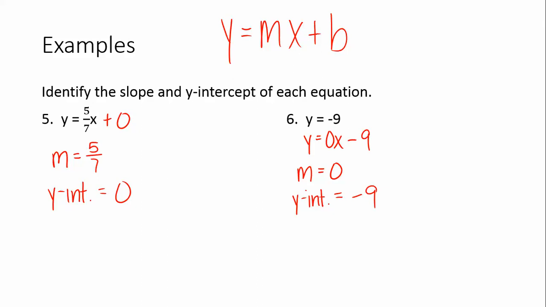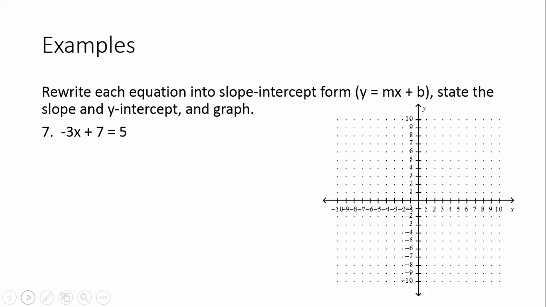So notice the difference. The y-intercept is 0 when we've got the x term but nothing else behind it. And the slope is 0 when we don't have the x term, we just have a number, our y-intercept. So now that we've had some introduction to the slope-intercept form and we've been able to identify the different parts of it, let's look at some examples where we want to rewrite the equation into slope-intercept form. We want to state the slope, the y-intercept, and then graph.